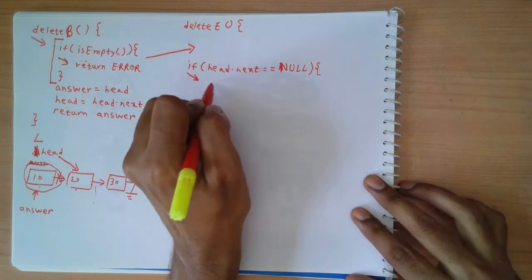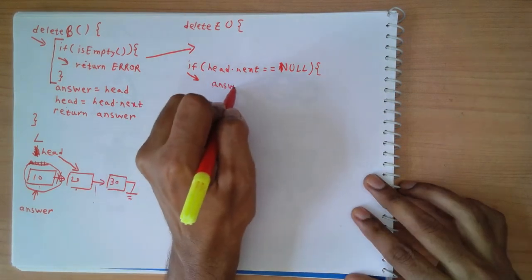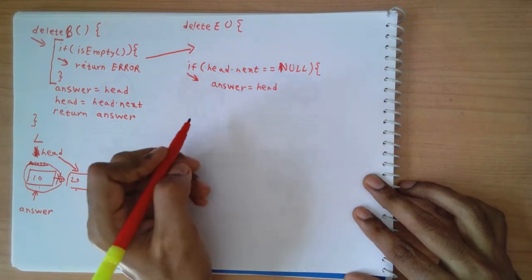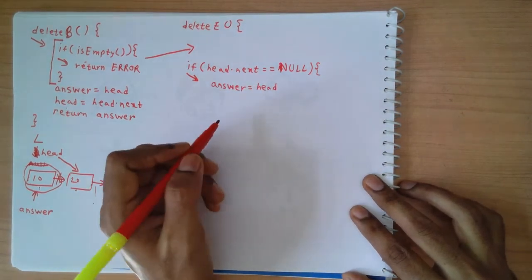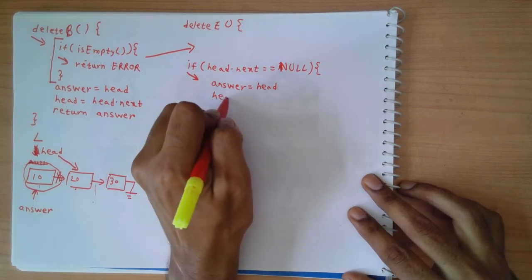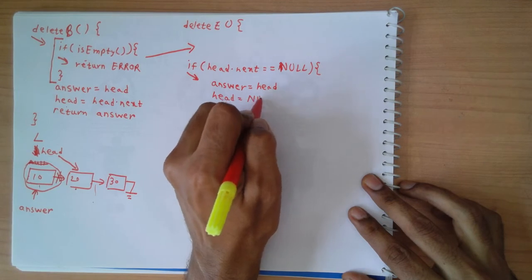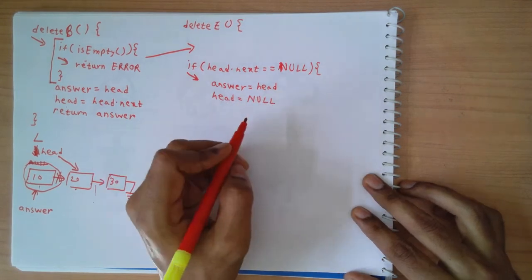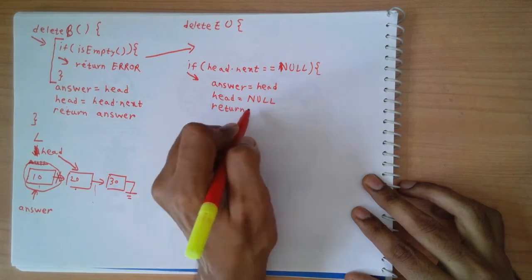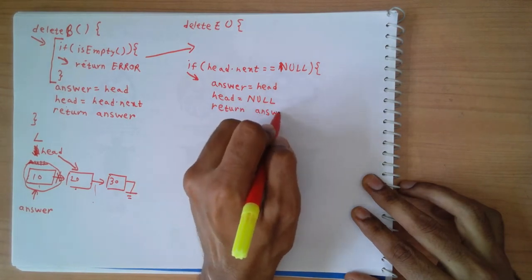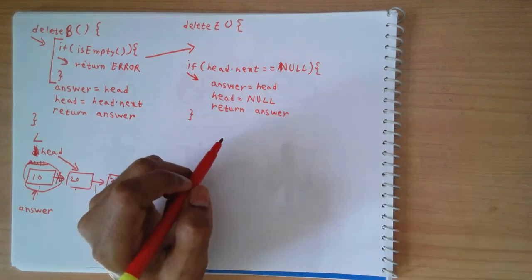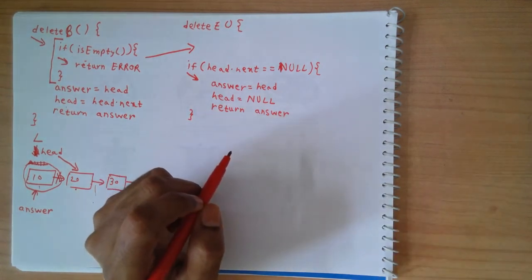So what I would do is say that my answer is equal to head. I will store the address of the first node, and then I would say that my head should be null, and then I will return the answer. So this is the case that takes care of a single element present in the list.